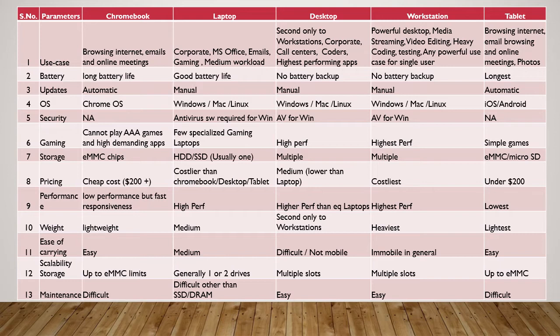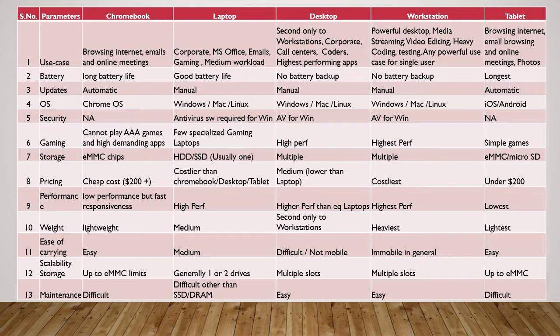And now if we move on to the seventh parameter, storage. In the Chromebook, they are using eMMC chips. eMMC chips are embedded multimedia chips instead of SSD or HDD. So eMMC chips are a smaller version of SSD and hard disk drive, we can say that. Now if we talk about the laptop, it's usually using a hard disk drive or SSD. And there are some laptops which can take a maximum of two SSDs instead of the CD drive.